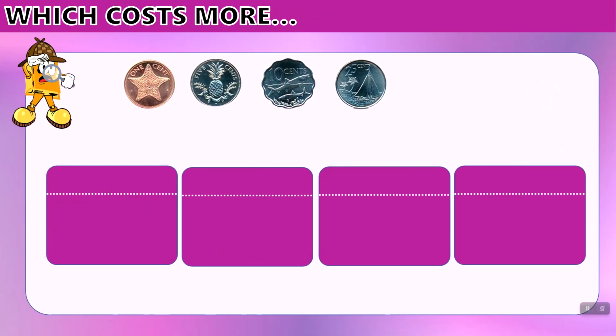Now let's look at some of our Bahamian money and pretend that the 1 cent is A, the 5 cent is B, the 10 cent is C, and the 25 cent or the quarter is D. And everywhere we see in the question A, we will replace it with a 1. Wherever we see B, we will replace it with 5. Wherever we see C, we replace it with 10. And wherever we see D, we replace with 25. And so we'll look at the questions 4A, 5C, 8B, and 3D.